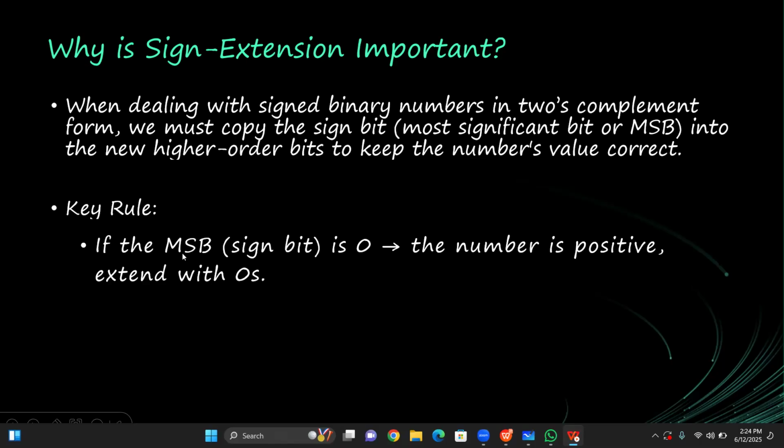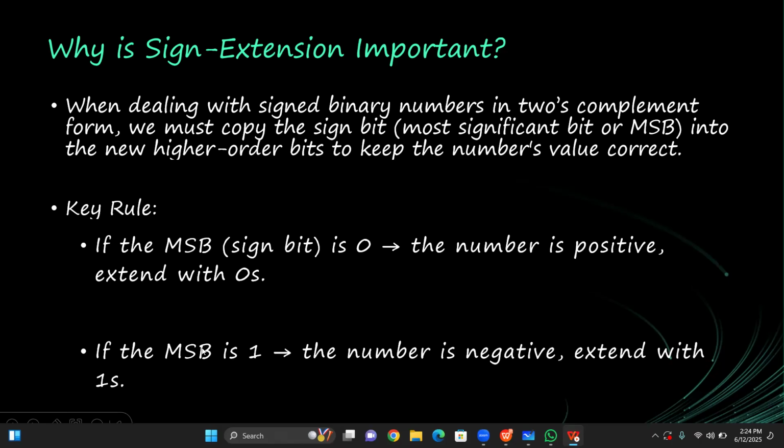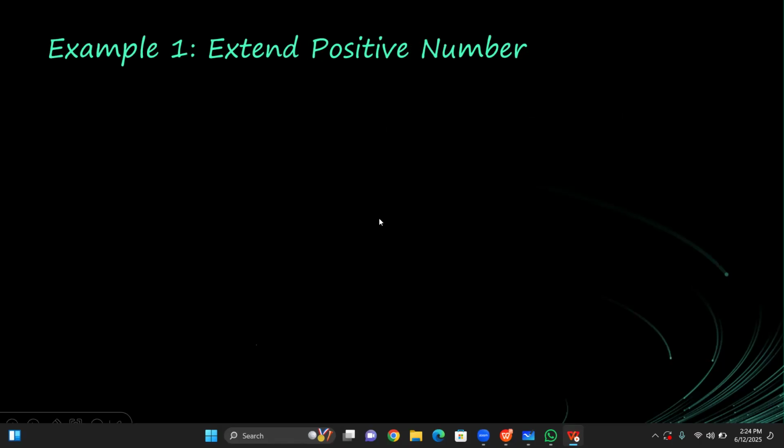So if the most significant bit, which is the sign bit, is 0, the number is positive, then you have to extend it with zeros. If the most significant bit is 1, that means that number is negative. You have to extend it with all ones. That's what I just did now, all right? So I've just shown you an example.